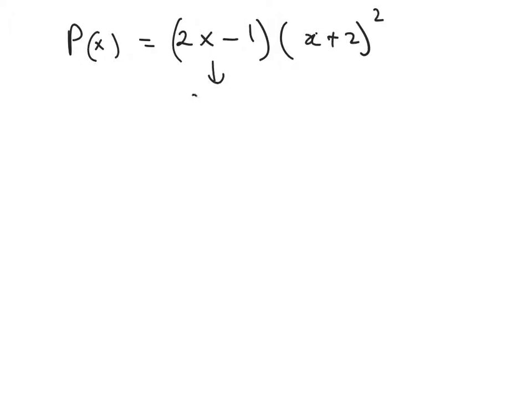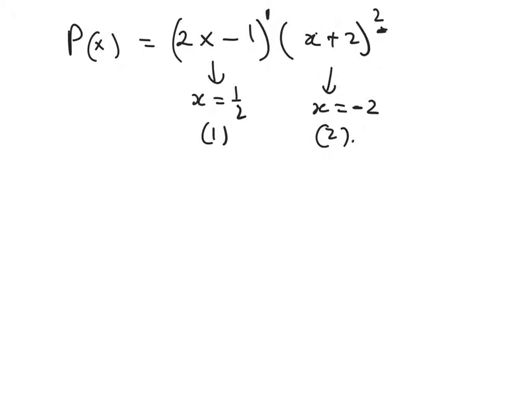Now we have a zero at x equal 1/2. The multiplicity, which is the power here, is 1. Here we have a zero at x equal -2, and the multiplicity, the power, is 2.